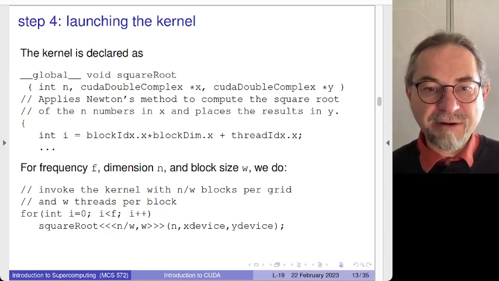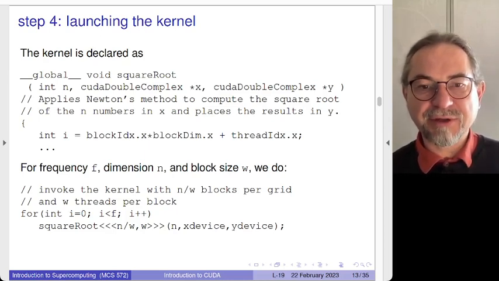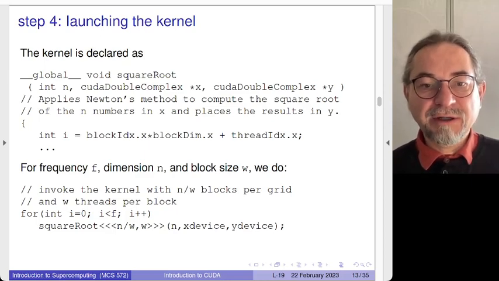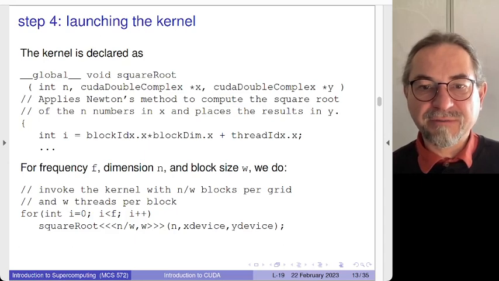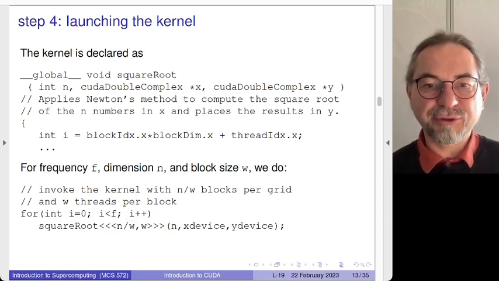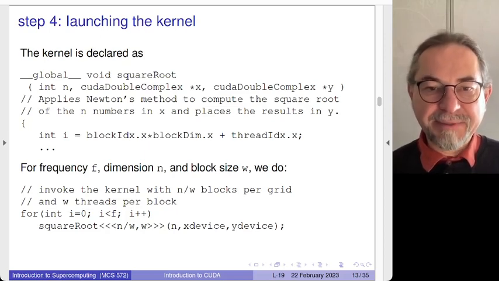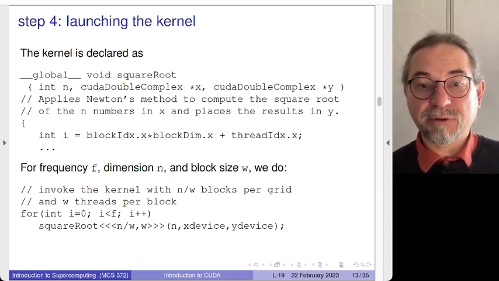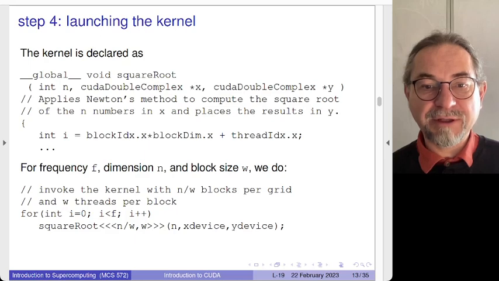So f is the frequency, that is what the user can specify. We determine the number of threads per block, so w is kind of suggestive that it would be at least 32. The n better also be a multiple of 32. So we specify the number of blocks and the number of threads per block.